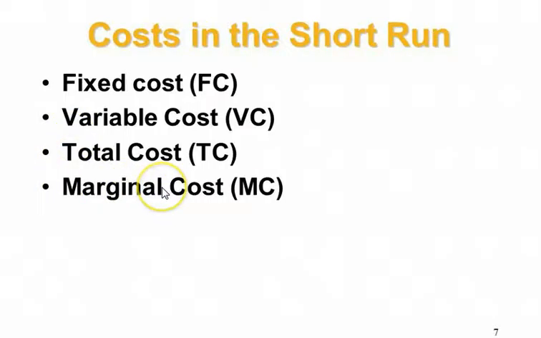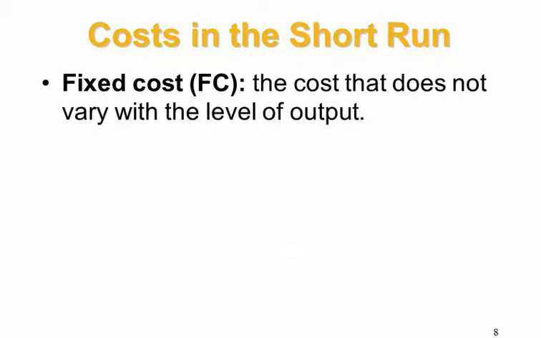Now, marginal cost is the change in total cost when you produce one more unit. So marginal cost is a before and after. You look at your total cost before you produce something, then you look at your total cost after, and the difference is marginal cost. It focuses only on the last unit produced. What did that last unit contribute to costs?